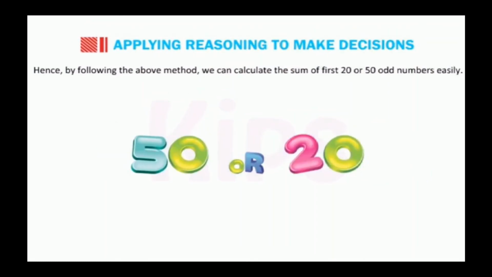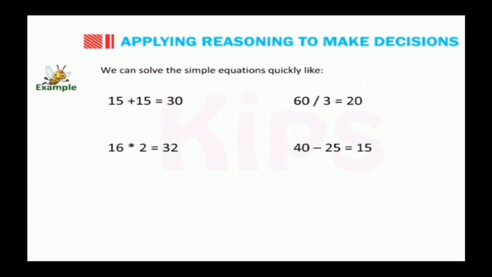Hence, by following the above method, we can calculate the sum of first 20 or 50 odd numbers easily. Now, we can solve the simple equation quickly like this. 15 plus 15, 30. 60 divided by 3, 20. 16 multiplied by 2, 32. 40 minus 25, 15.